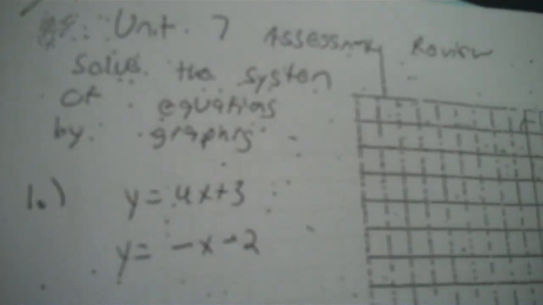Okay, in this assignment here, it says solve the system of equations by graphing. So you have to find the two places where the lines would intersect. Okay, y equals 4x plus 3, y equals negative x minus 2.